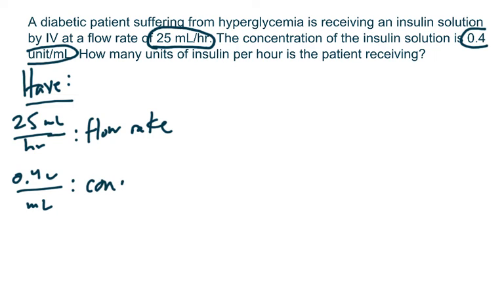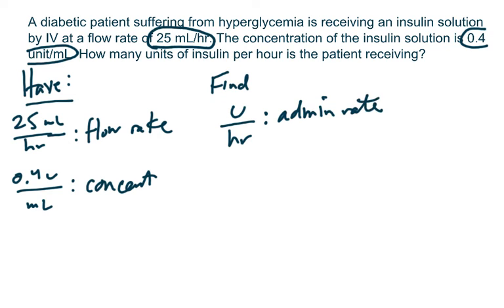That's the concentration. And we are looking to find the units per hour, which would be the administration rate. Okay. Now, you can go back and look at the equations that we just wrote and figure out which one to use, right?